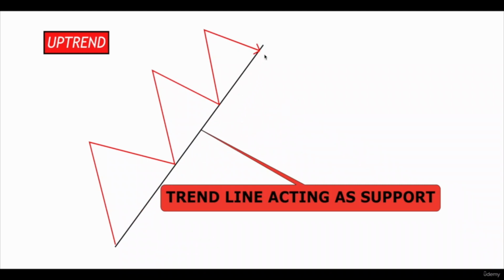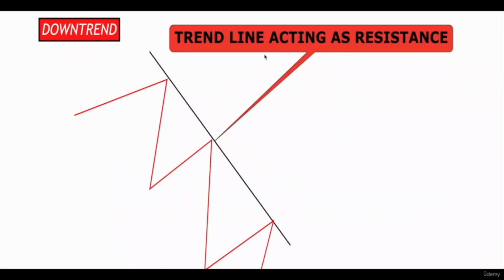Let's find out how a trend line works in a downtrend. Now this is a downtrend. The black line over here is a trend line. Each time the price taps this trend line, it retraces back. Here the trend line is acting as a resistance. It is not allowing the price to move further.